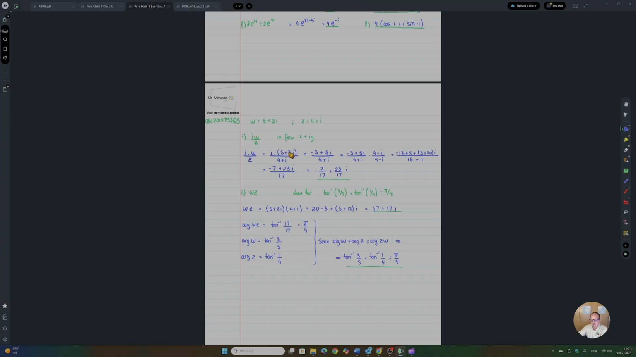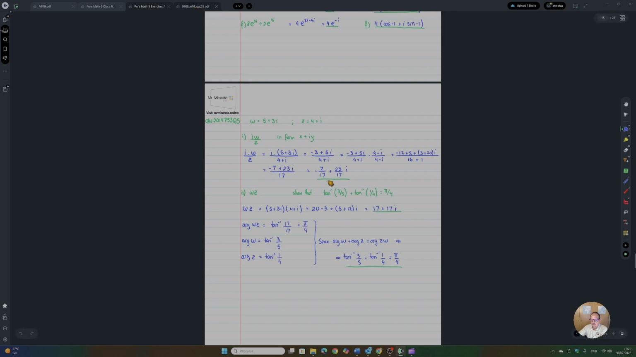Just multiply i by w, eventually we'll end up with this. Then divide by 4 plus i, you already know what to do. Multiply the top, multiply the bottom. Eventually you have this, which you simplify into that.